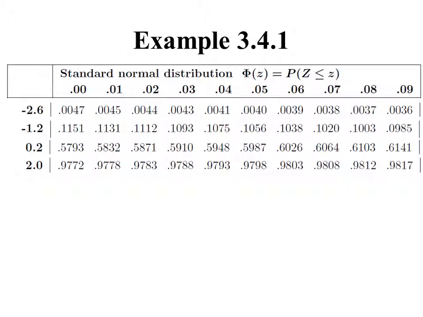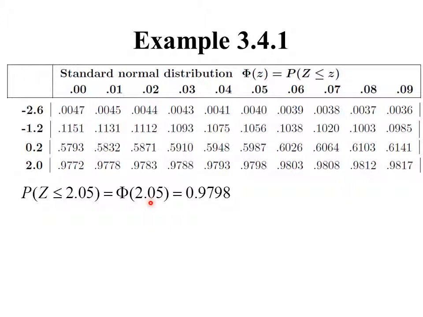So to illustrate use of this table, we're going to look at calculating three different probabilities. And so here I've given you a portion of the table C1 from the appendix. Let's start off with the simplest type of probability. Find the probability that Z is less than 2.05, which is by definition phi of 2.05.